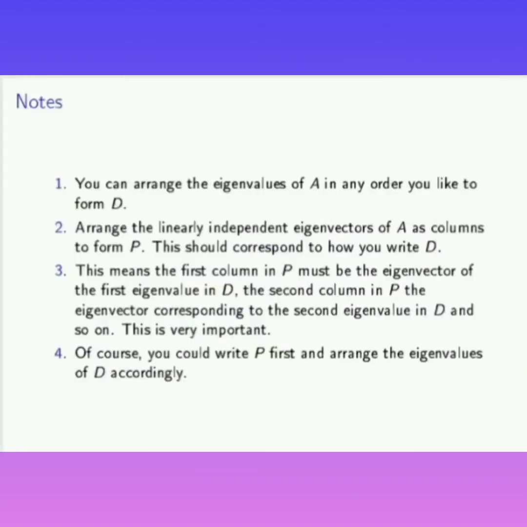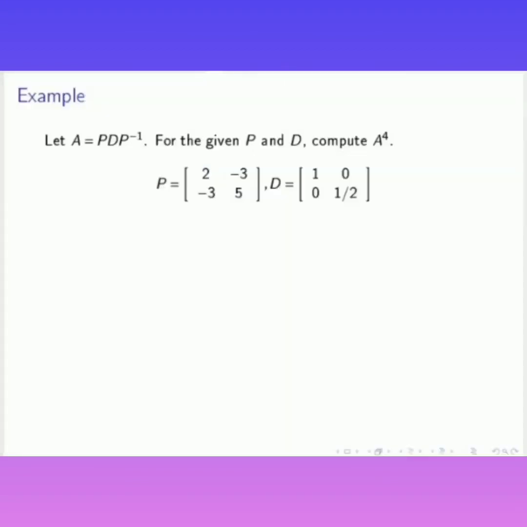Notes: you can arrange the eigenvalues of A in any order you like to form D. Arrange the linearly independent eigenvectors of A as columns to form P. This should correspond to how you write D. This means that the first column in P must be the eigenvector of the first eigenvalue in D, the second column in P the eigenvector corresponding to the second eigenvalue in D, and so on. This is very important.